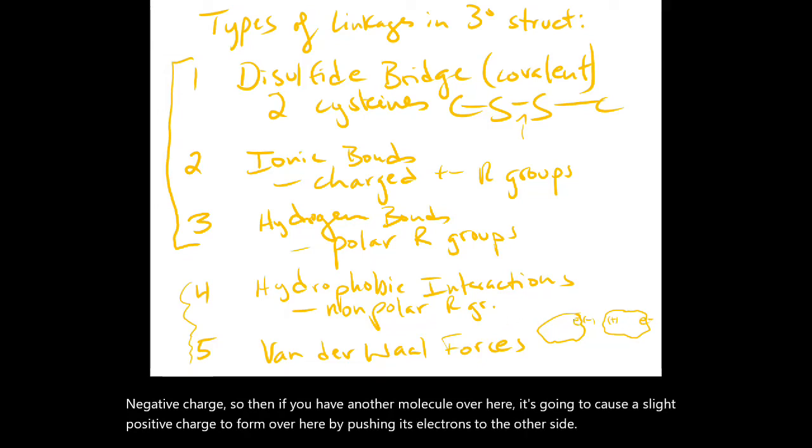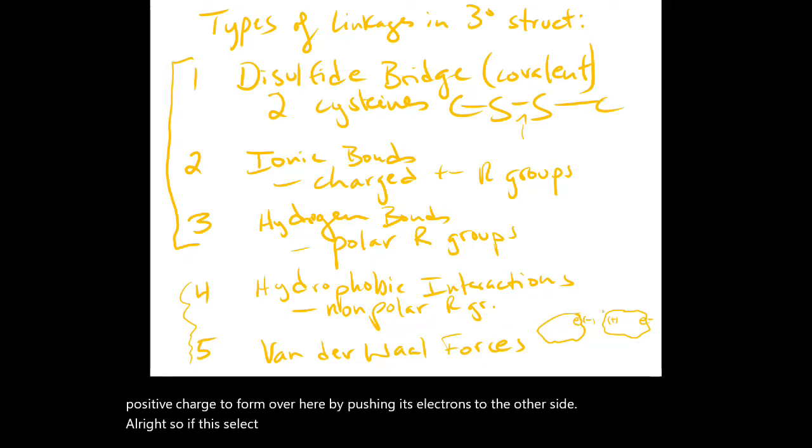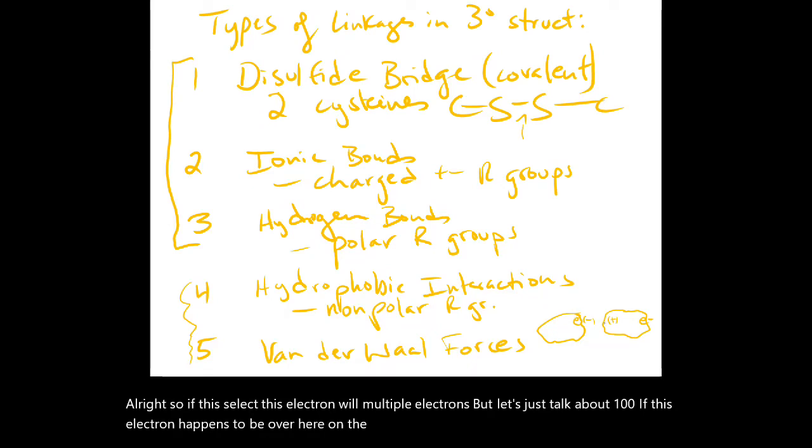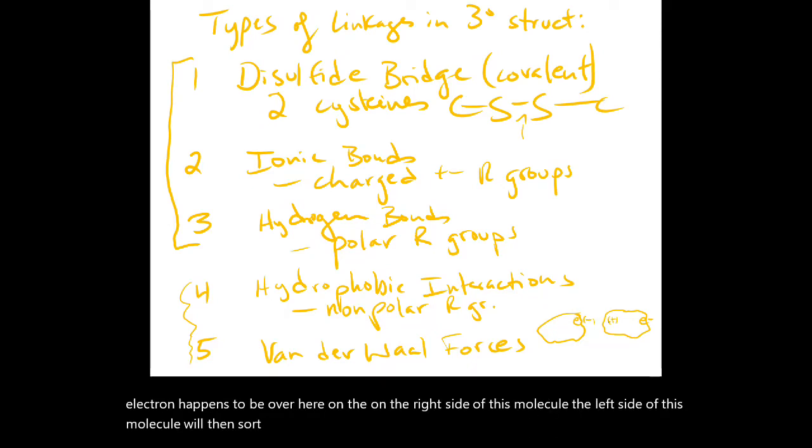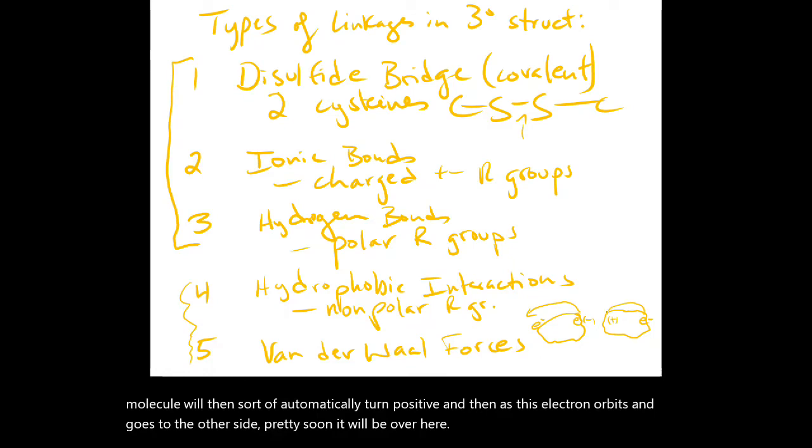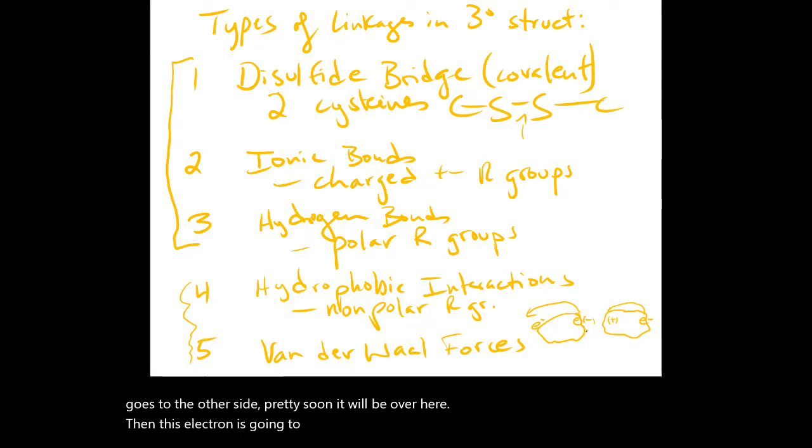All right, so if this electron, well, it's multiple electrons, but let's just talk about one. If this electron happens to be over here on the right side of this molecule, the left side of this molecule will then sort of automatically turn positive. And then as this electron orbits and goes to the other side, pretty soon it'll be over here, then this electron is going to follow also. And then this over here is going to be positive and this is going to be negative.